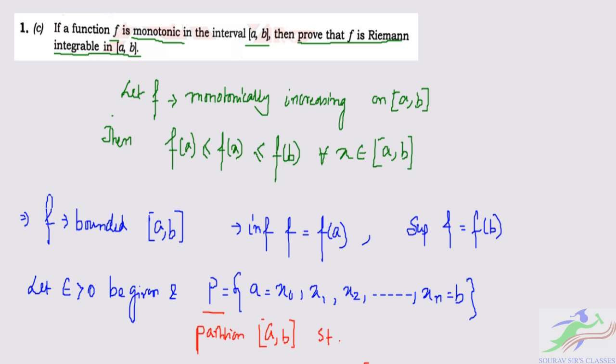Thus we prove that f is Riemann integrable in this particular interval a b when f is a monotonic function. In the next lecture we will solve the last part of this question. I think there are two more parts, 1D and 1E.